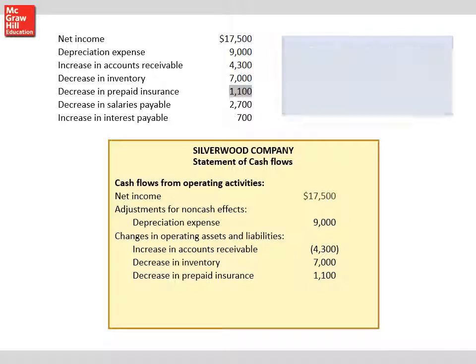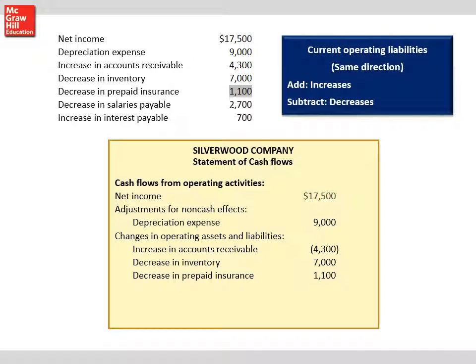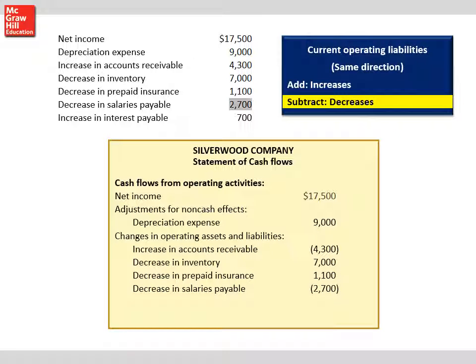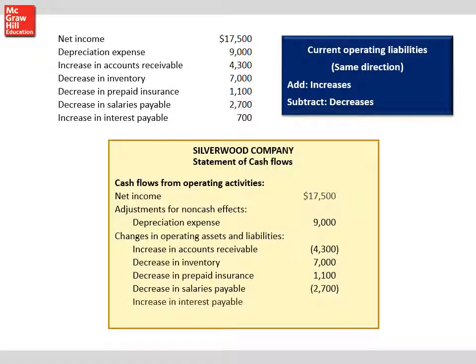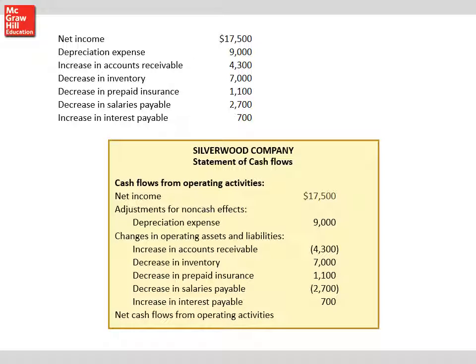Now we go to current liabilities. If a current liability decreases, so does cash, because that means you paid more in cash on that current liability. And if it increases, so does cash. So it has the same effect on cash flow. The change in current assets is an opposite effect. The change in current liabilities is the same effect. And this is all about converting net income to net cash from operating activities. All these activities accomplish that. So we add and subtract all those items together.